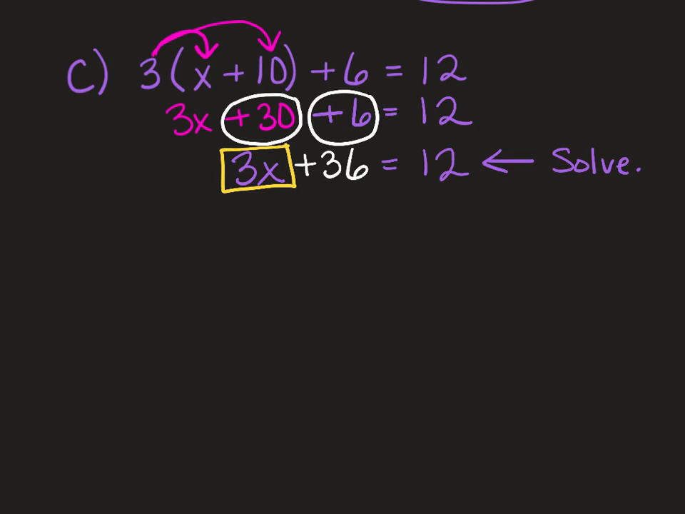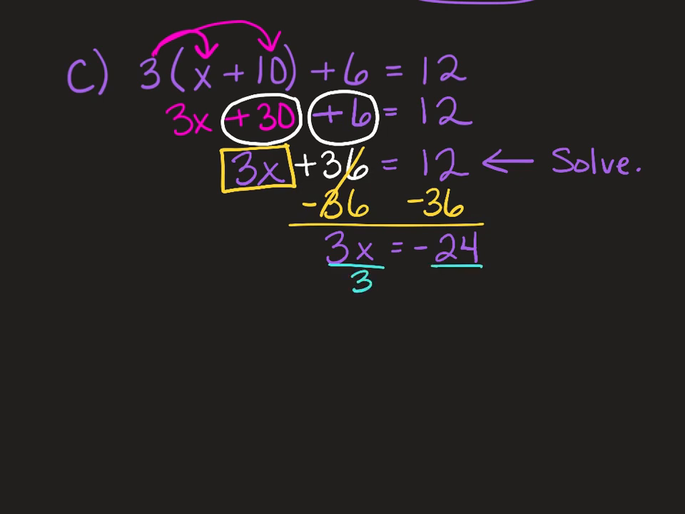So we're going to get the term 3x by itself first. We get rid of this plus 36 by subtracting 36 from both sides of the equation. 36 minus 36 cancels out, and we end up with 3x equals negative 24. Last, to get x by itself, we'll divide both sides by 3. And 3x divided by 3 is just 1x. And negative 24 divided by 3 is negative 8.